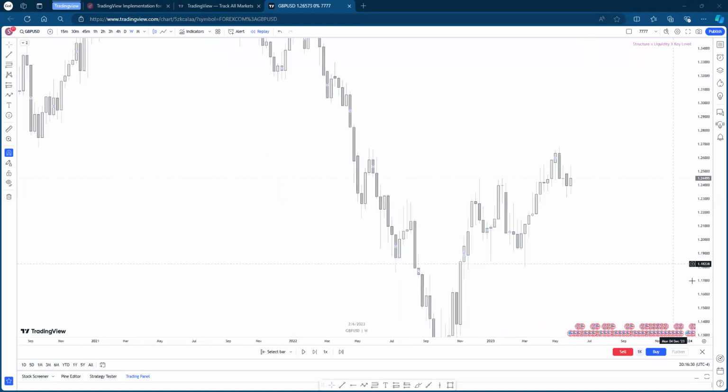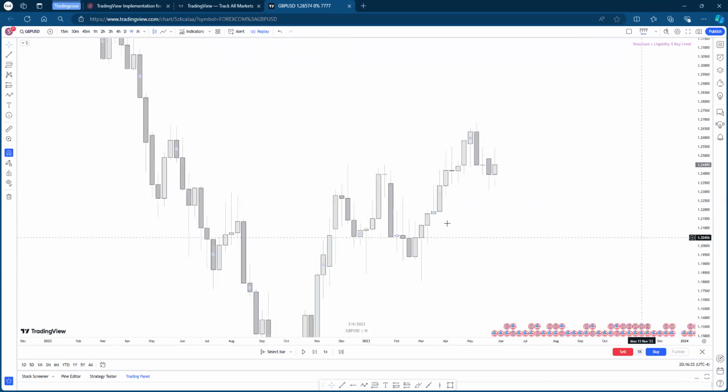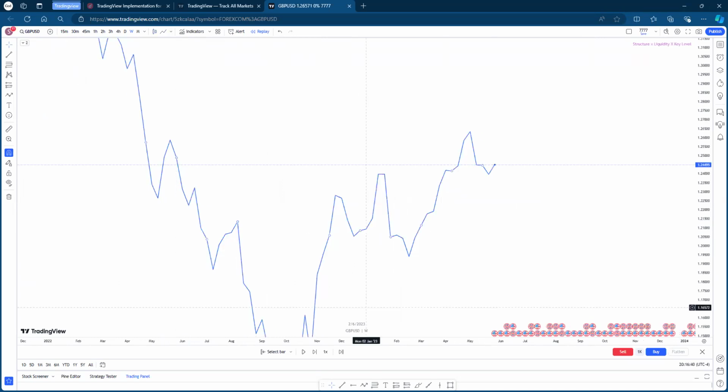It's converting already. So look at this. Move to the line charts. What can you see structurally? Higher low. And we had higher high, higher low, higher high. Are you seeing that now?